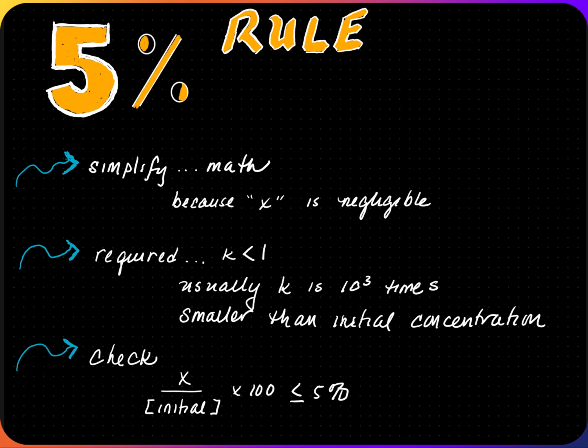So that is x, whatever value you solve for, divided by the initial concentration given, times 100, must be less than or equal to 5%. If that is true, then this is valid. If it is greater than 5%, you must redo the math.